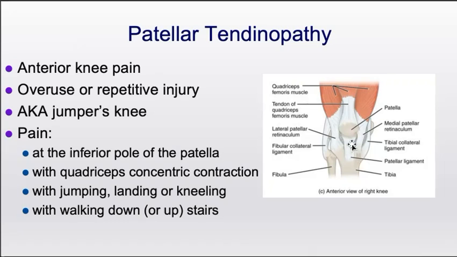And typically you'll have pain anywhere from the inferior pole of the patella into the tibial attachment. Okay. It's very painful with concentric contractions of the quadriceps. Jumping, landing, kneeling, and deep squats can be problematic. Typically, I see that unilateral exercises, so lunges or pistol squats, are very problematic for these types of injuries. Okay.